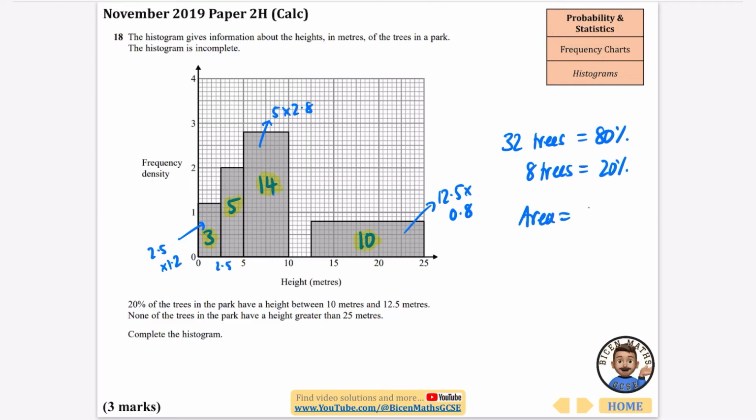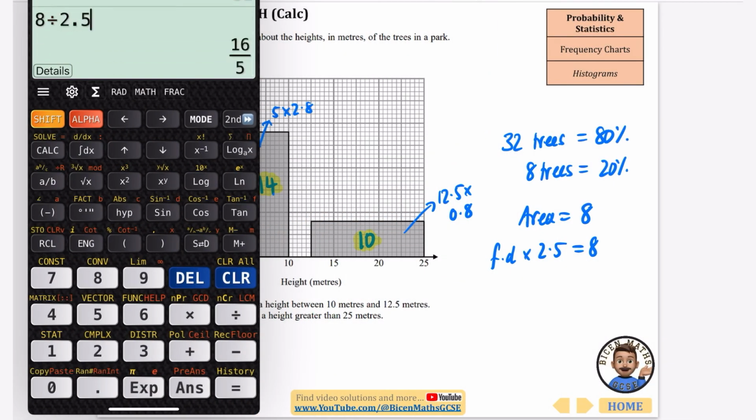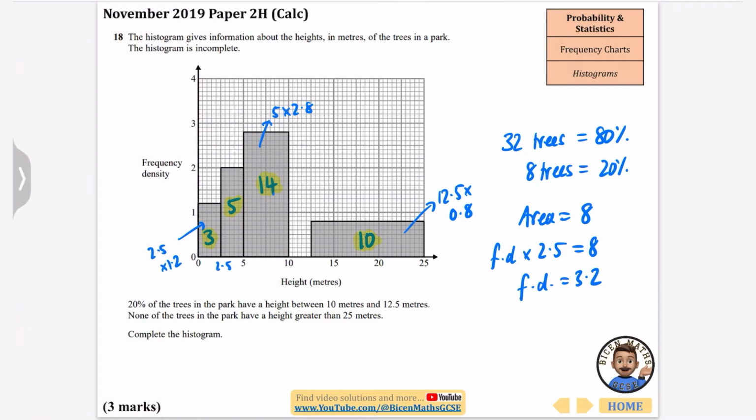If the area is going to be 8, and we know that the area is the frequency density multiplied by the class width, which is 2.5, then that has got to be equal to 8. I'll do 8 divided by 2.5 to get the frequency density. And 8 divided by 2.5 is 3.2. So the frequency density that I'm going to draw is 3.2 for this bar.